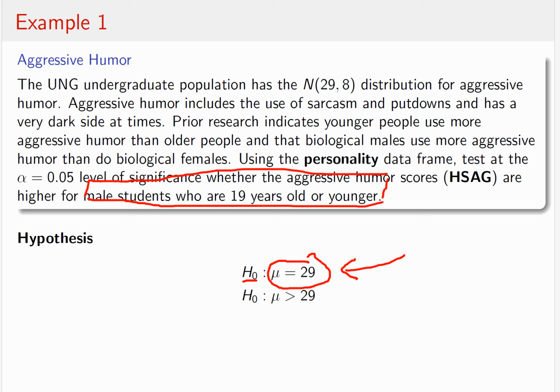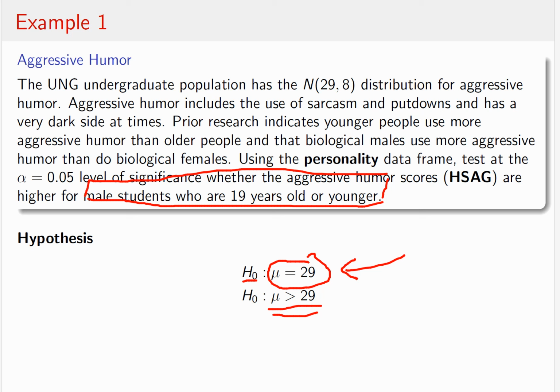Why do we use 29 in our null hypothesis? Because that's the average at UNG. These are UNG students. So we use the UNG average as our baseline assumption. That's our null hypothesis. The alternative hypothesis, the research hypothesis: we think because younger people use more aggressive humor and males use more aggressive humor, that young males will use more aggressive humor at UNG.